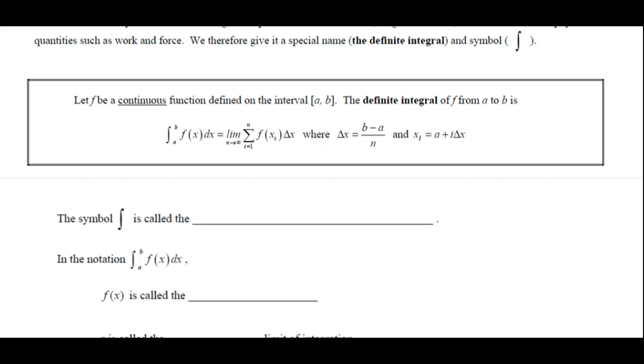All right, so here we go. Let f be a continuous function defined on the closed interval [a, b]. The definite integral of f from a to b is written as the integral from a to b of f of x dx, which is equal to the limit as n approaches infinity of the sum from i equals 1 to n of f of x sub i delta x, where delta x is (b minus a) over n, and x sub i is a plus i delta x. This symbol is called the integral.